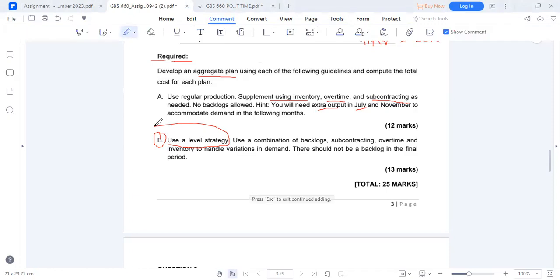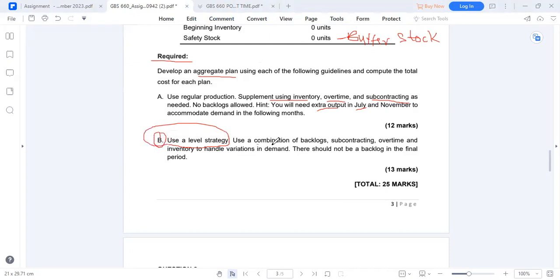Use a level strategy and use a combination of the backlogs, the subcontracting, the overtime, and then the inventory to handle variations in demand, which means the differences in demand. And then they've told us that there should not be any backlog in the final period, which in this case is December. So there shouldn't be any backlog in the final period.